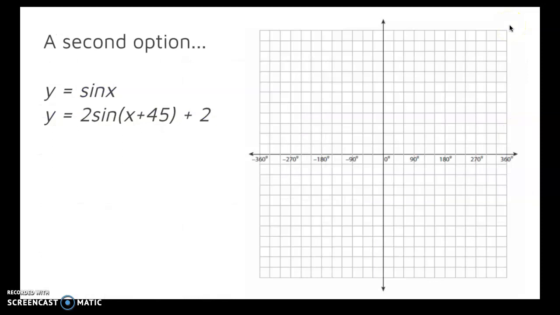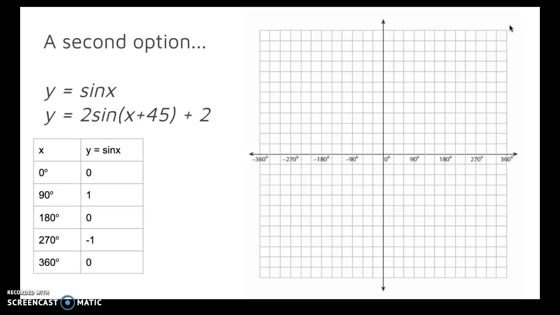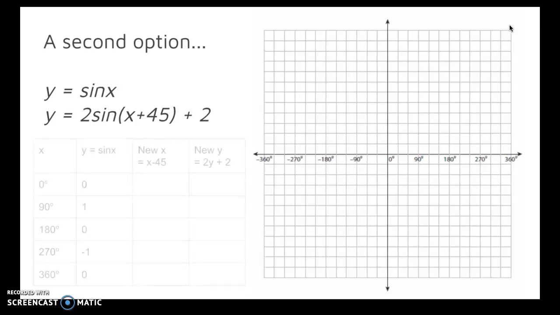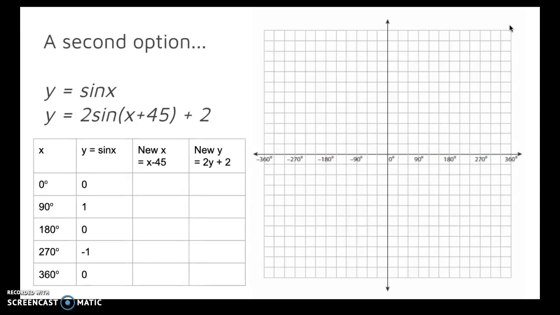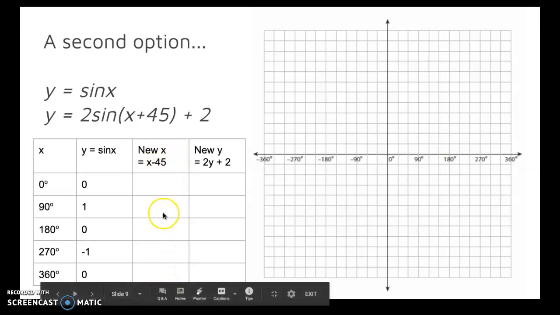Okay, so the second way you can do this is using a different type of table of values. And that is taking into account what these numbers do to our x values and what they do to our y's. The only number that affects your x is the one that's in the D position. So remember, this is making the graph move to the left. So instead of my 0, it's actually going to be 0 minus 45. And I can do that for all of them here.